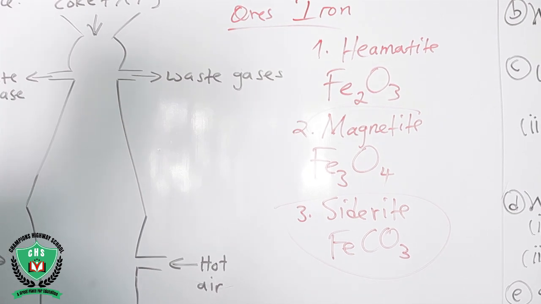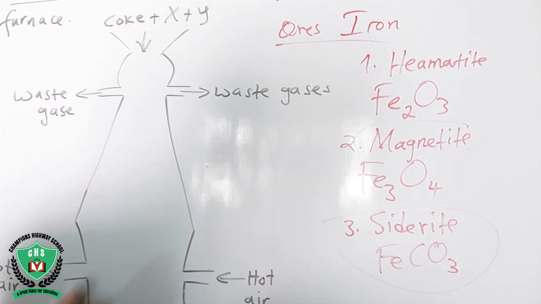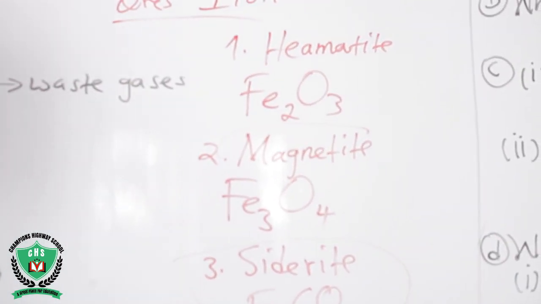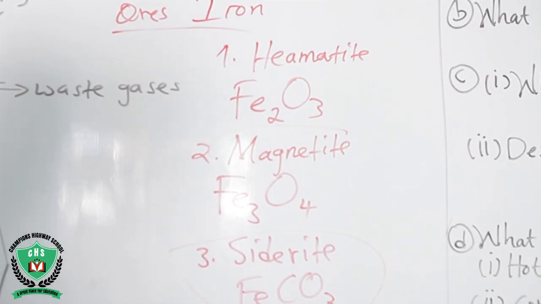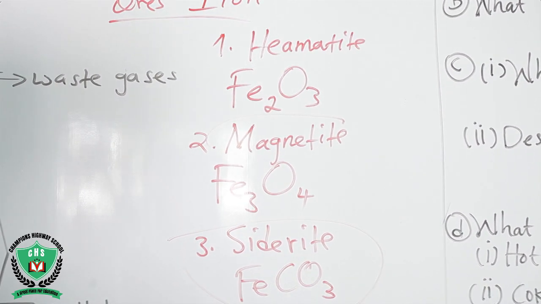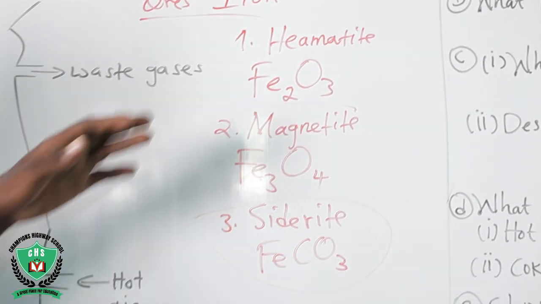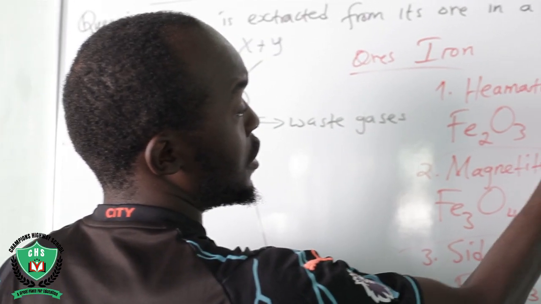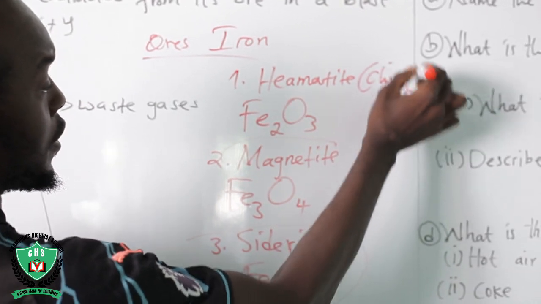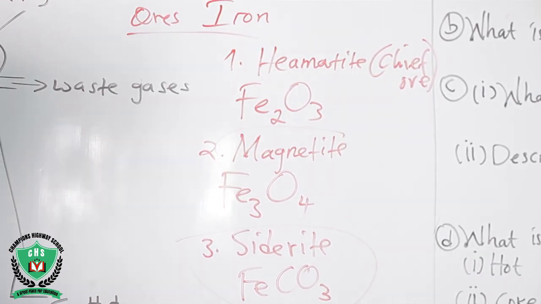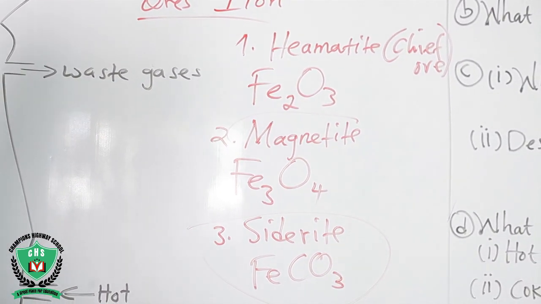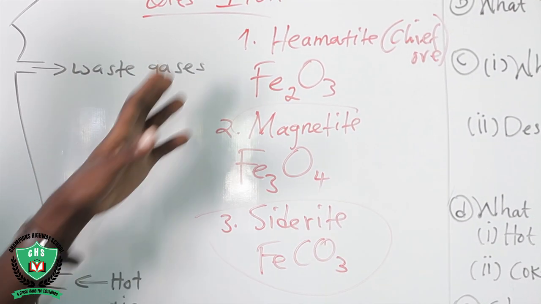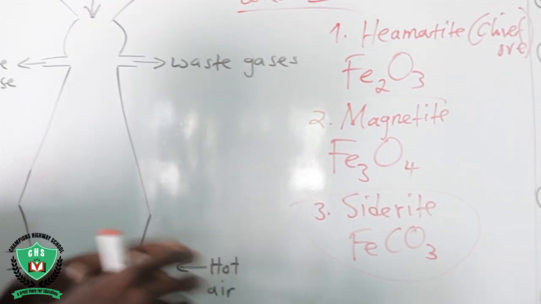Hematite, which is iron 3 oxide. Magnetite, which is triiron tetraoxide. Then siderite, which is iron 2 carbonate. The chief ore of iron is hematite. So if you were asked to state the chief ore of iron, it is hematite. From these compounds, they get and extract iron.